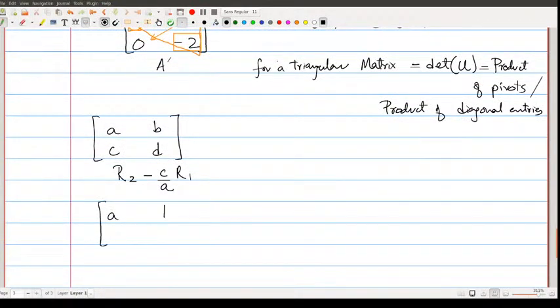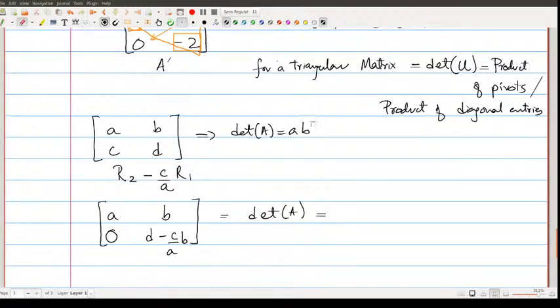So this row is A, B, and then this value is going to be C minus C over A times A. So the A's will cancel, and I'll just get C minus C, which is 0. And then this entry will be D minus C over A times B. So in this case, if I try to find the determinant, notice that the original matrix of course had the usual determinant, which was AD minus BC.